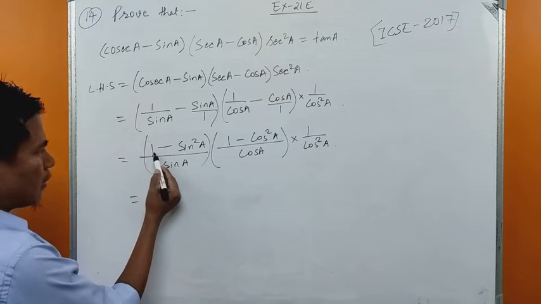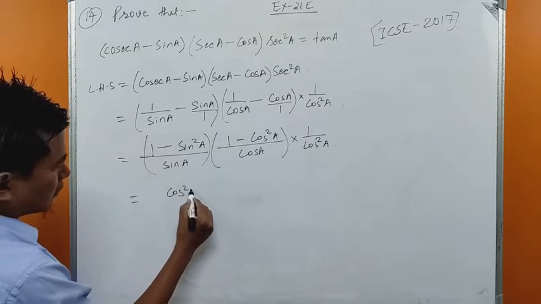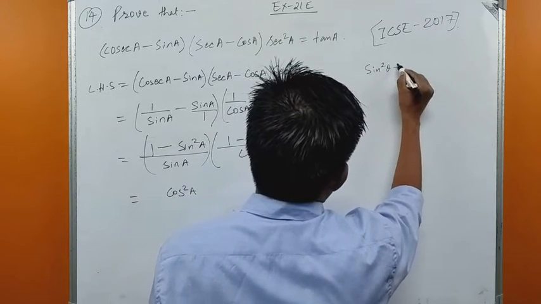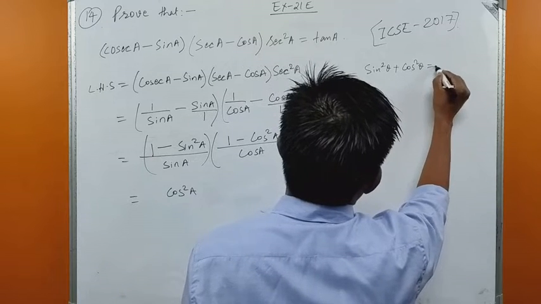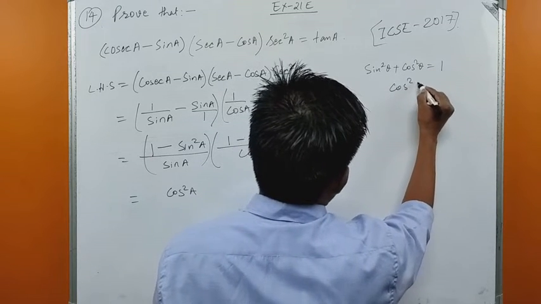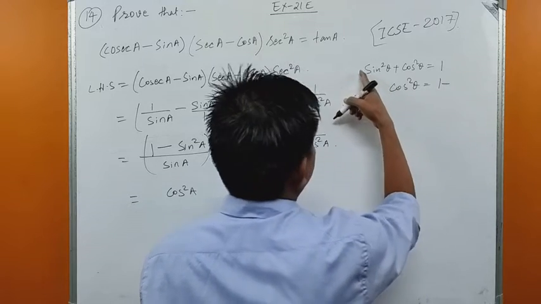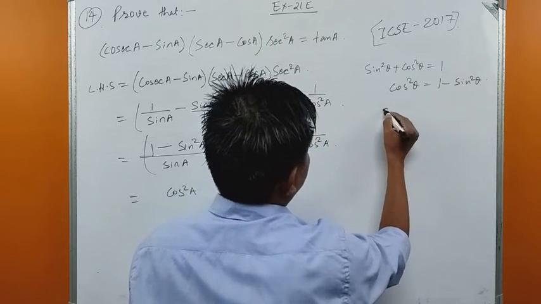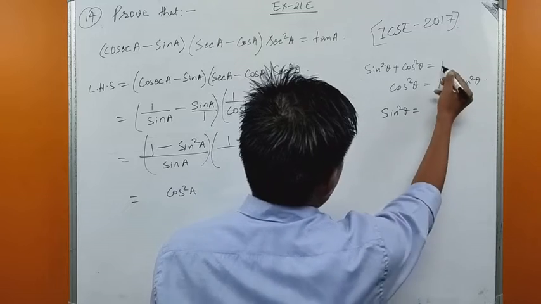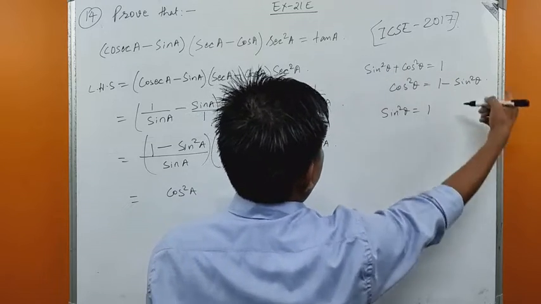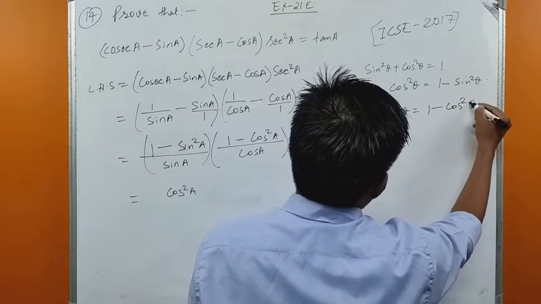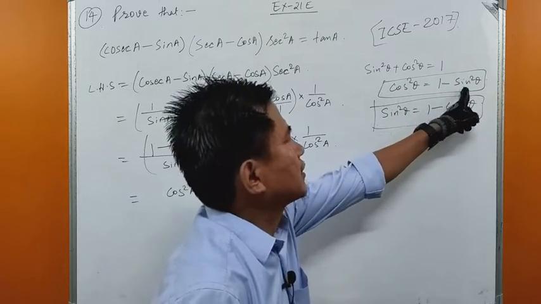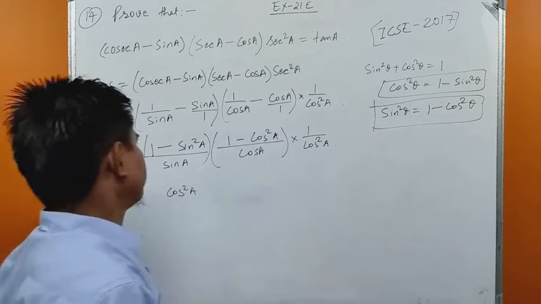So 1 minus sin square a means cos square a, isn't it? Sin square theta plus cos square theta equals 1. This means cos square theta can be written in the form 1 minus sin square theta. We take plus sin square theta to the right hand side, minus sin square theta. Similarly, if we want to find sin square theta, 1 is already on the right hand side. We take plus cos square theta, minus cos square theta. Okay, both are correct. Either you can use this or this. Cos square theta means 1 minus sin square theta, and sin square theta means 1 minus cos square theta.